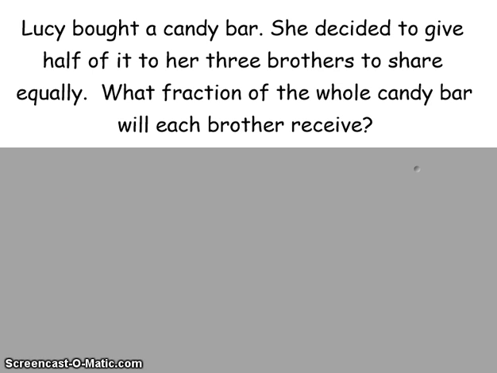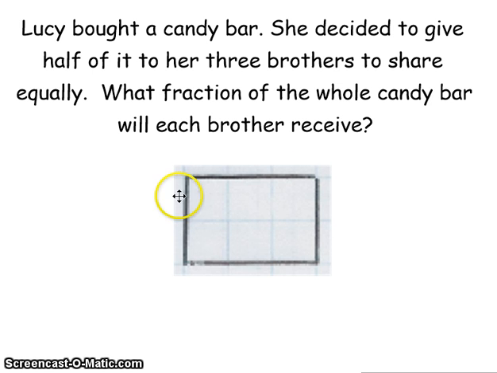Well, let's start by drawing our candy bar. So here's our rectangle, which is the candy bar. And it says she decided to give half of it to her brothers. So let's cut the candy bar in half. And I'm going to highlight the part she gave to her brothers yellow. Now it says to her three brothers to share equally. So we need to divide this candy bar into thirds.